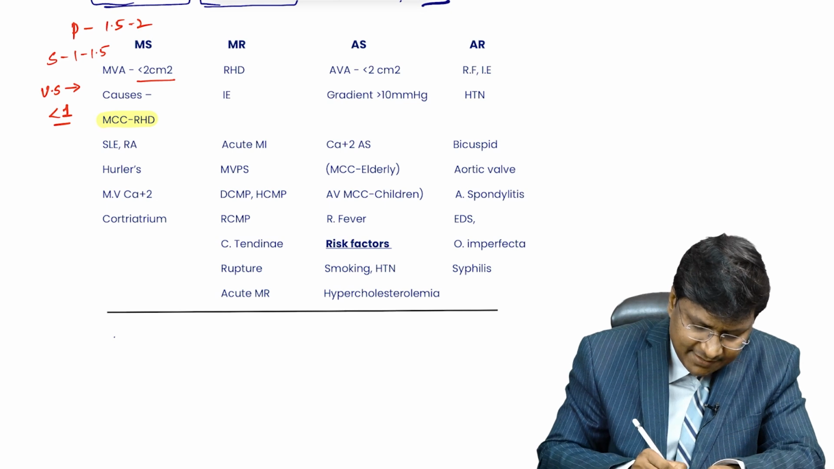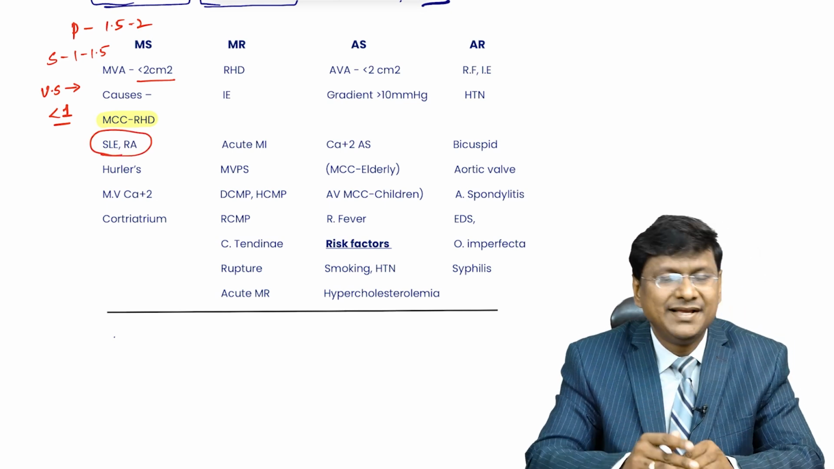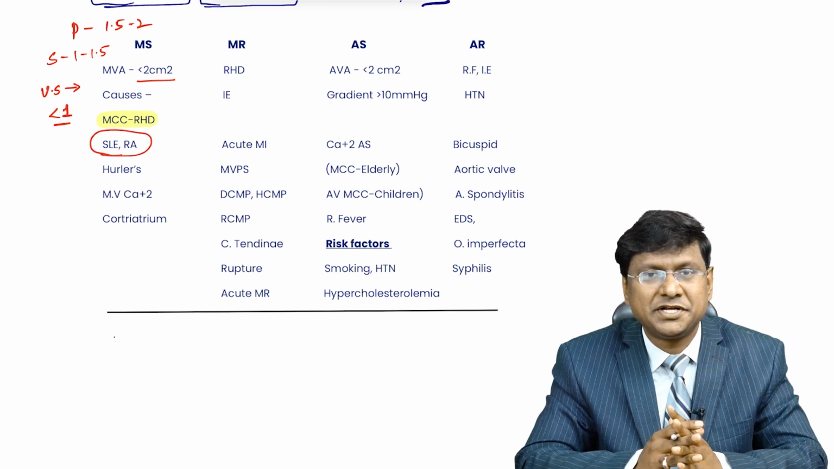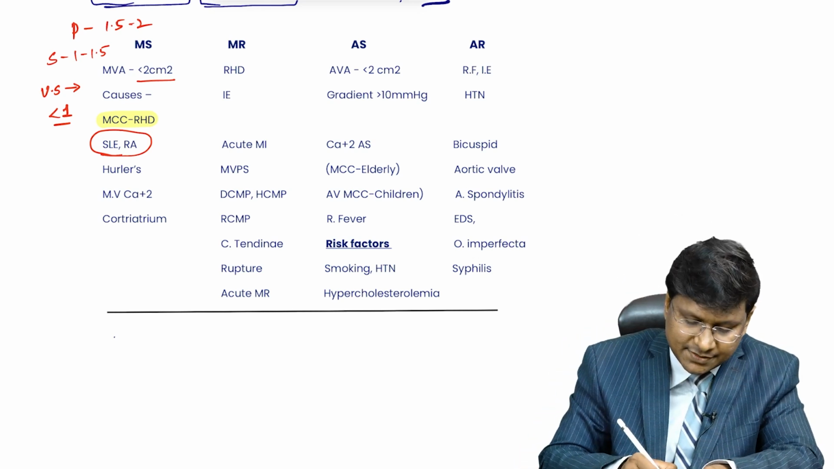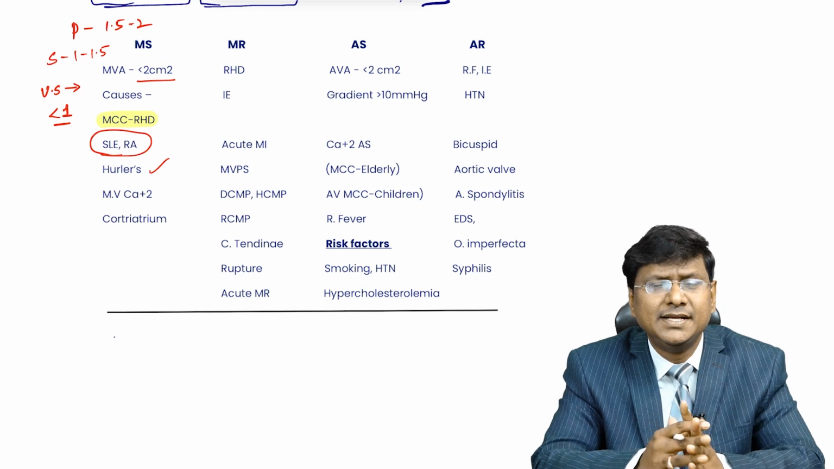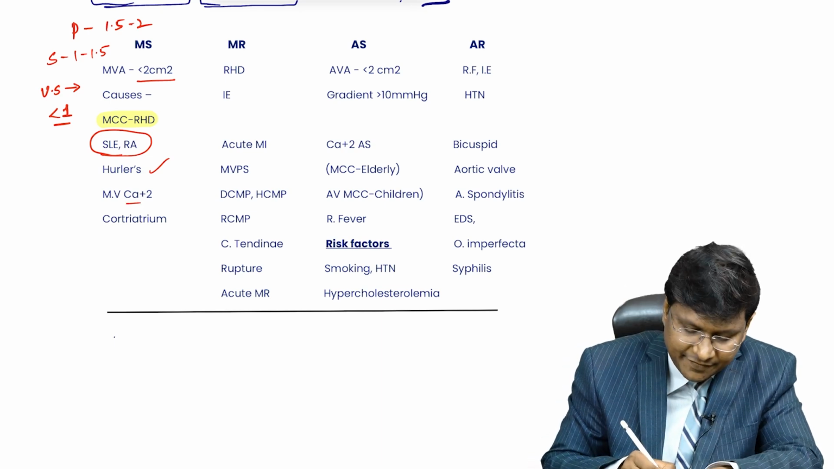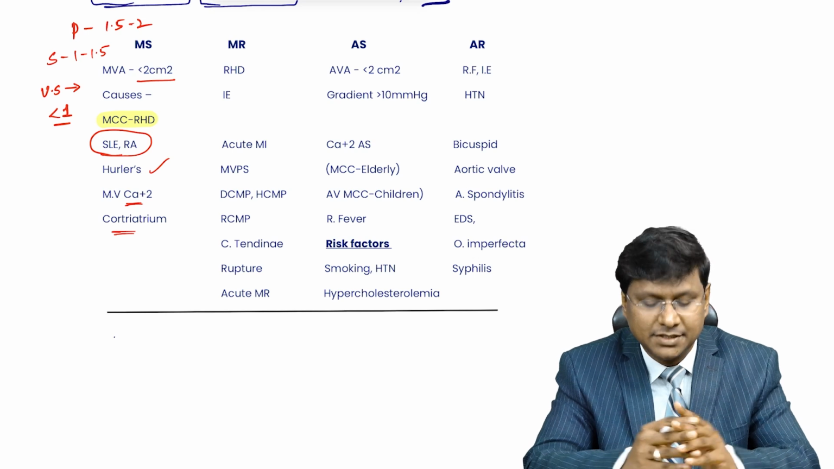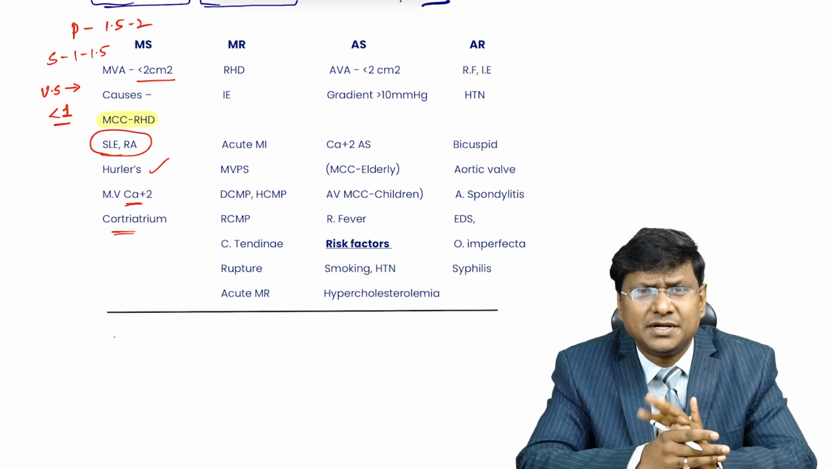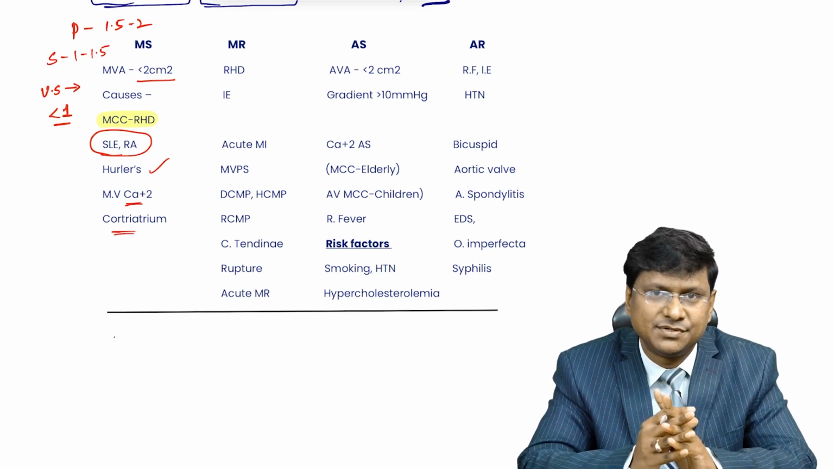See, both of these are the connective tissue disorders, and apart from that, we have some storage disorders where you have the development of mitral stenosis, and that particular storage disorder is the Hurler syndrome. And apart from that, mitral valve calcification and congenital disorders like cor triatrium. So these are the etiologies where you have the presence of mitral stenosis.